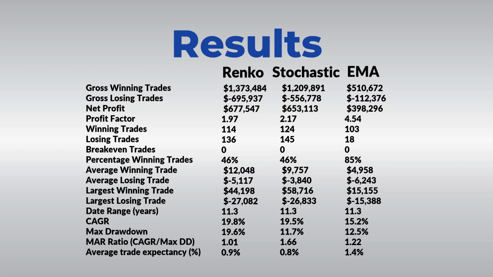On the screen, I have the combined results of each of the three strategies. You can see that Renko and Stochastic are returning very similar results, and the EMA strategy is returning a different profile of results. We've got a much higher percentage of winning trades, and we've still got a good MAR ratio and a higher average trade expectancy. I said at the start of this video I was going to give my thoughts on each of these three strategies because the numbers never tell the full story.